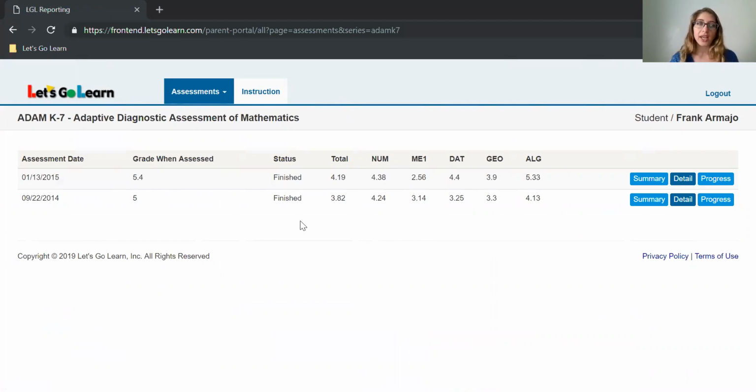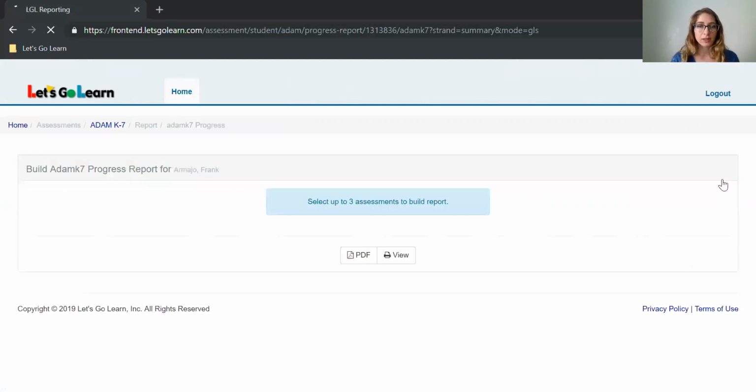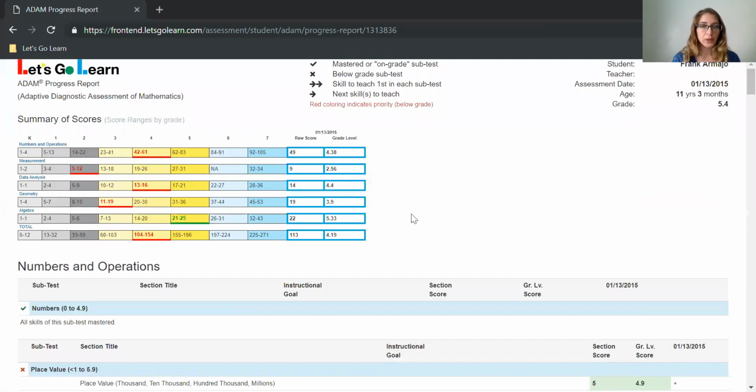So we're going to look at the progress report for this child. So we're going to click here on progress. This report is the easiest to understand and gives you the most actionable data. Now we could compare the different assessments, but we're going to just focus on one for today. So you're going to click view. The first thing you're going to see is a summary of your child's scores.